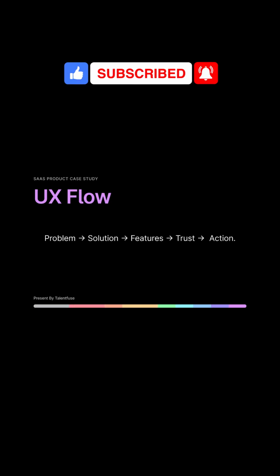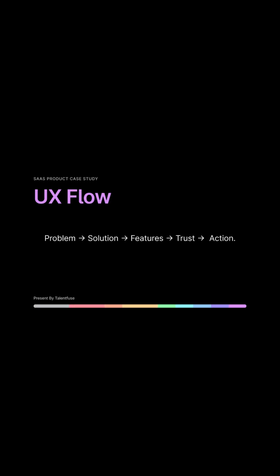UX flow and information architecture. When I design a SaaS landing page, I always follow a storytelling structure like problem, solution, features, trust, and then action. Here's how the Flowly landing page follows this.